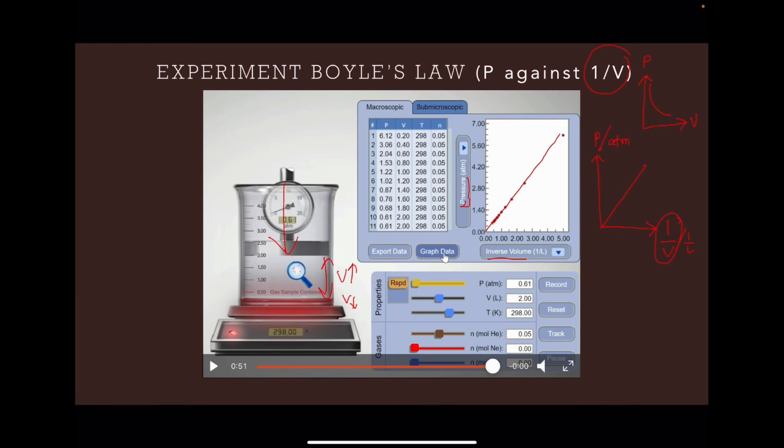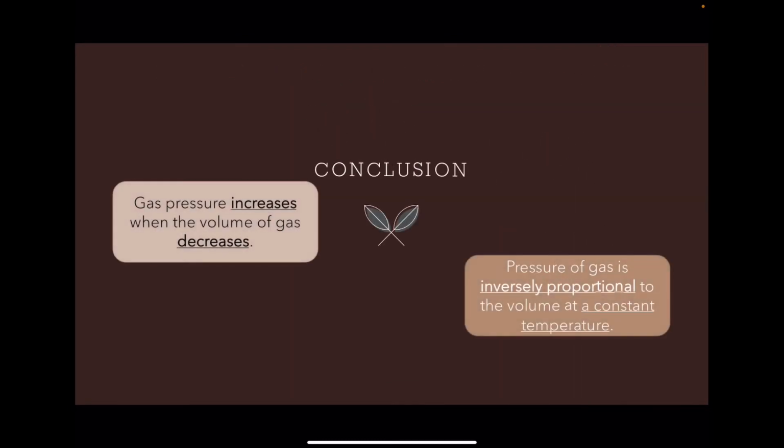So from that we still have relationship P directly proportional to 1 over V. Just now I told you pressure is inversely proportional to V. I only mentioned about V. But they are the same. It's just the way of you writing it, the way you plot the graph is different. Now what conclusion can you make from this experiment? So the conclusion is gas pressure increases when the volume of gas decreases. So we see from the graph, pressure of gas is inversely proportional to the volume of gas at a constant temperature. Temperature must be constant.